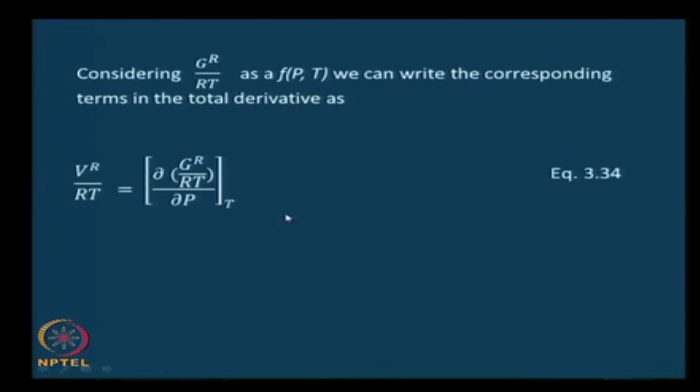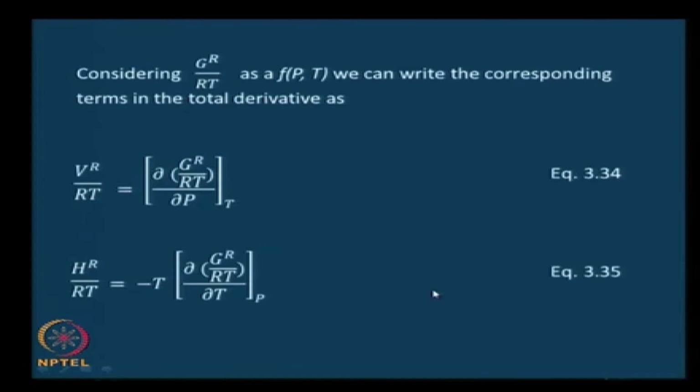Let us call this equation 3.34, and H residual by RT equals minus T dou G residual by RT dou T at constant P. Essentially, this comes from just expressing the total derivative in terms of the partial derivatives for an exact differential and writing the partial derivatives as equivalent to the thermodynamic functions. The last equation, let us call that equation 3.35.